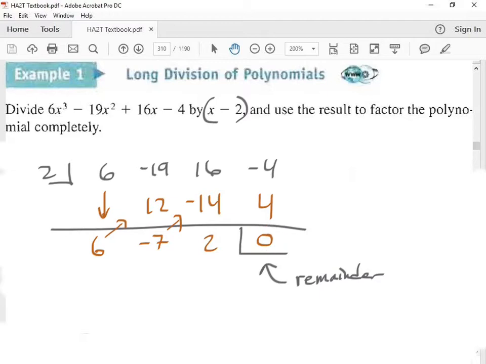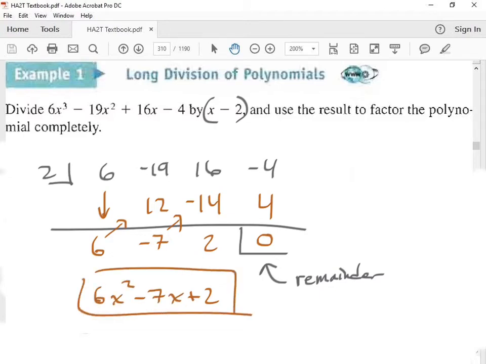So this is how you'd write it out. If you have a 0, you don't have to write it. 2 is your constant. It's a positive 2. The next one is negative 7x, and then we have 6x squared. This answer matches our other answer, and it seems like a lot less to write and a lot faster to do.